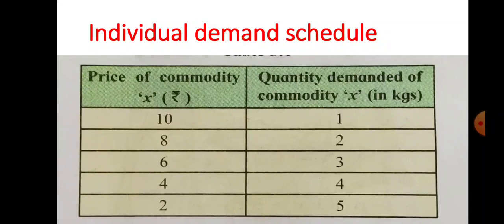When price is 10, quantity demanded is 1 kilogram. When price falls to 8, quantity demanded rises to 2 kilogram. And further, when price falls to 6, quantity demanded rises to 3. So it shows that there is inverse relationship between price and quantity demanded.